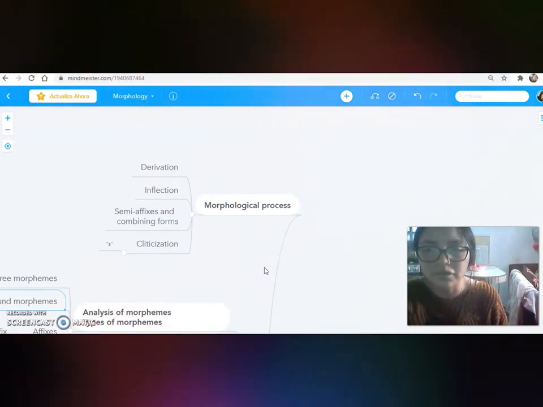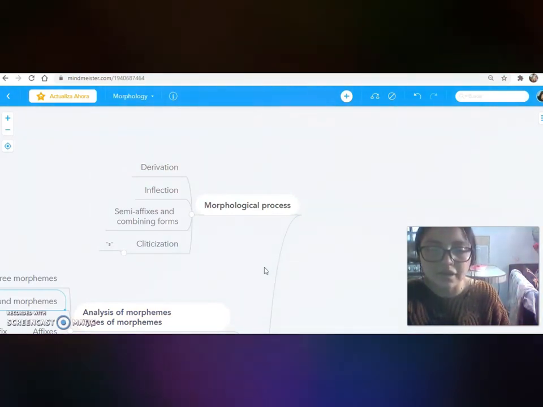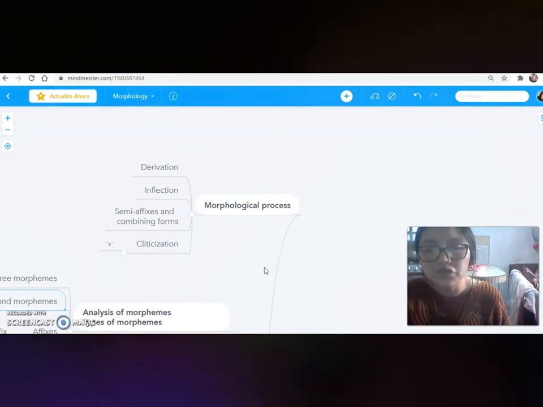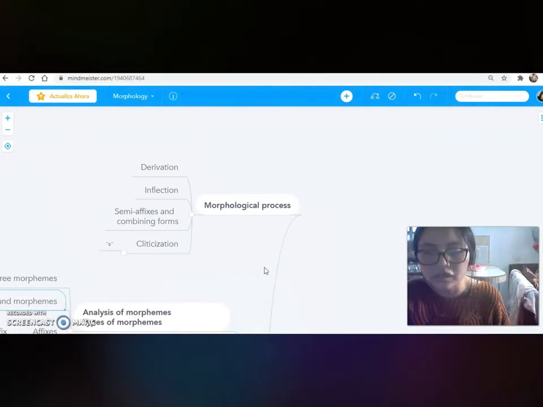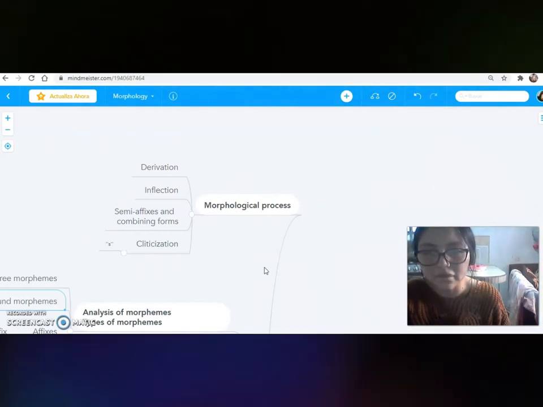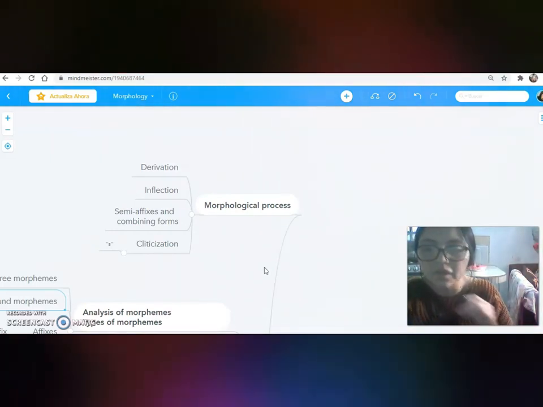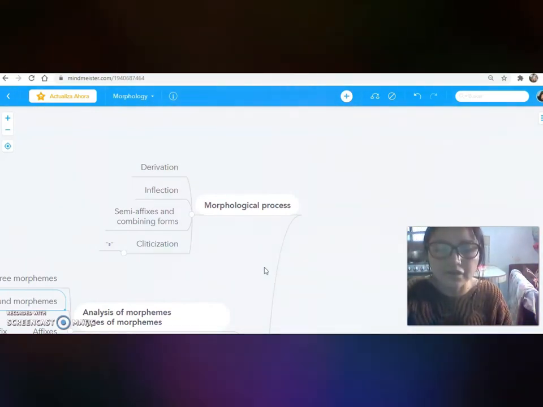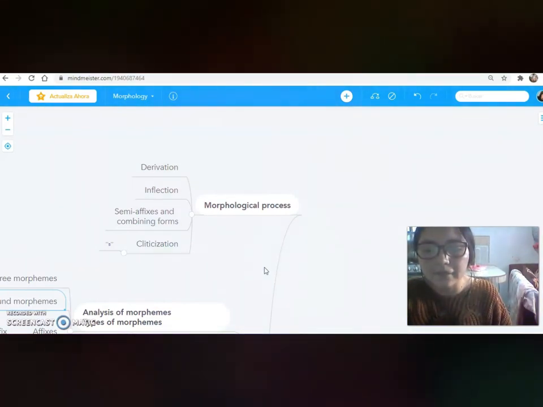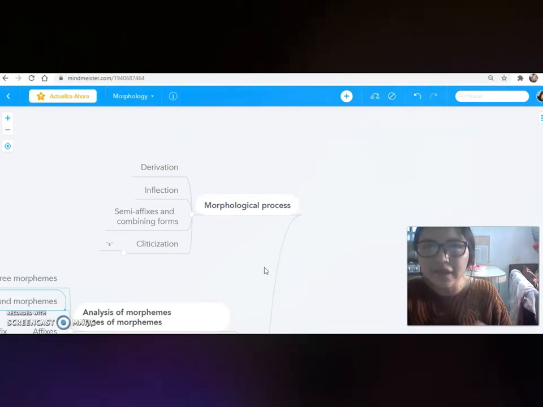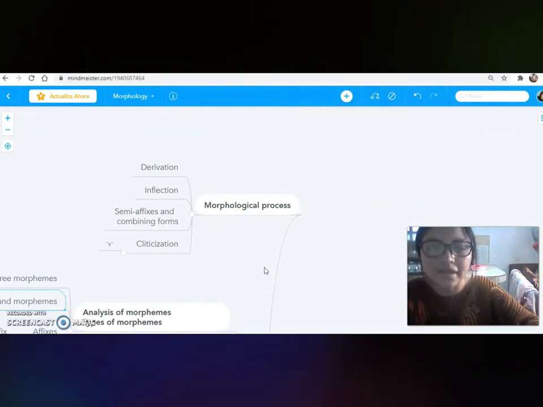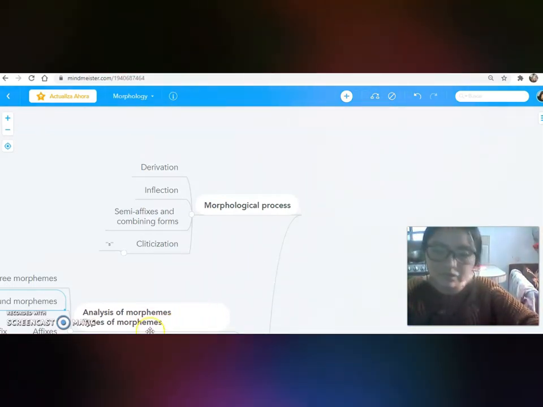Semi-affixes, a morphological process that combines forms. It means morphemes that are bound but which retain a word-like quality. Clitization, a morphological process. A clitic is half word and half affix. This kind of word isn't part of the word formation rules like the rest of morphology.